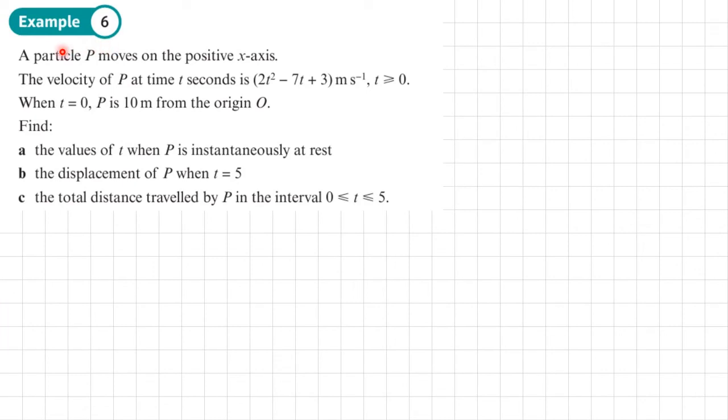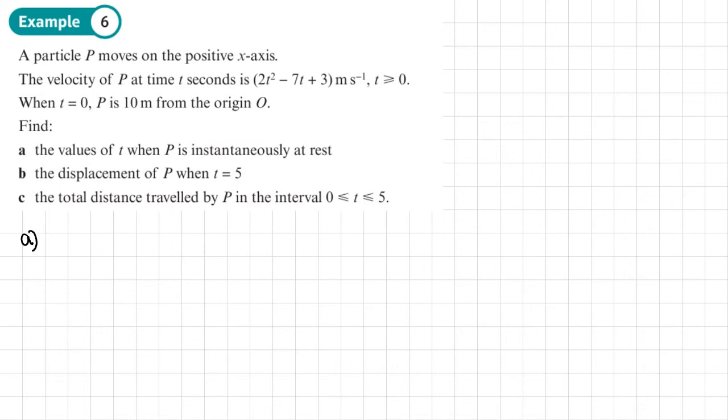Example 6. A particle P moves along the positive x-axis. The velocity of P at time t seconds is 2t squared minus 7t plus 3 meters per second, where t is greater than or equal to 0. When t equals 0, P is 10 meters from the origin, and in part A, what we need to find is the value of t when P is instantaneously at rest.